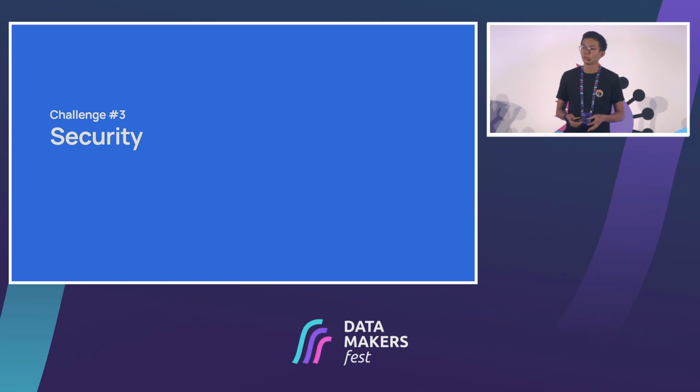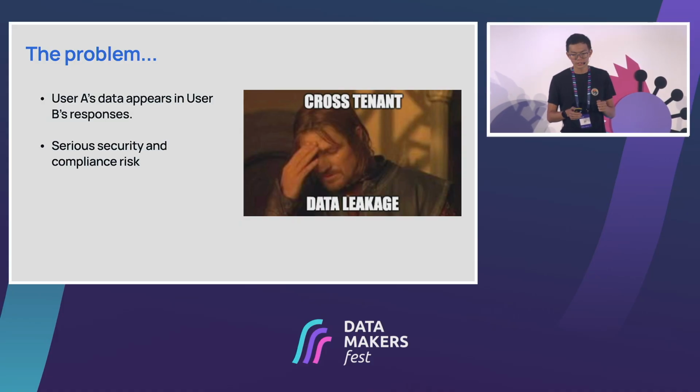Now, as we deploy to production, we also want to make sure that our system is secure and we protect our sensitive data. This is where security comes in. Let's say we inspect our traces once more, and we notice that user A's data is showing up in user B's responses. That is not good at all. This is a serious security and compliance risk and a major headache for our legal team. Well, we've got to fix it somehow. So what can we do here?